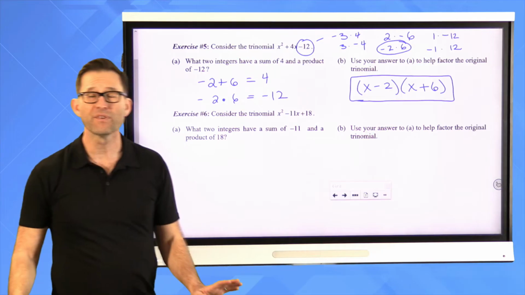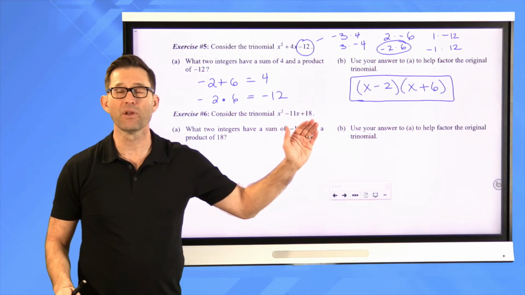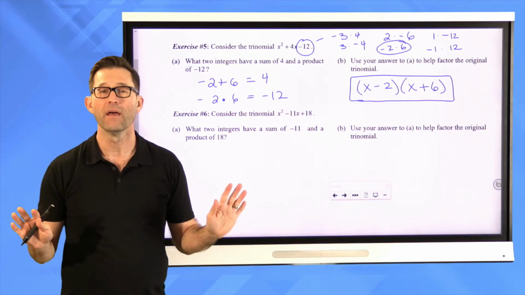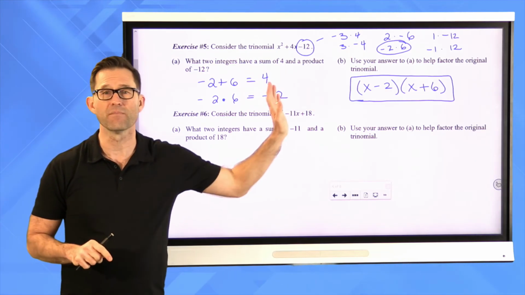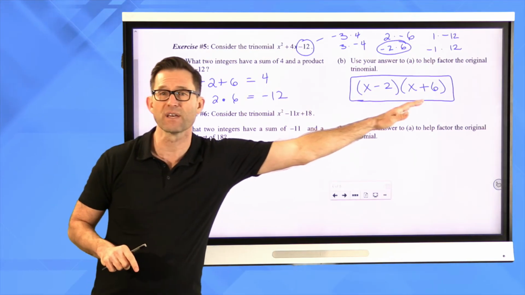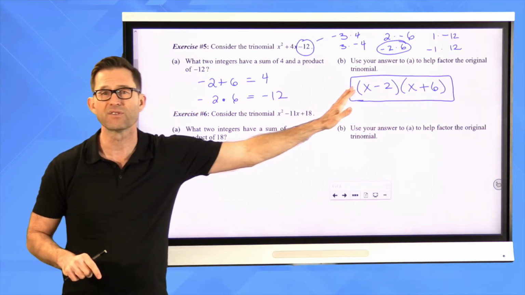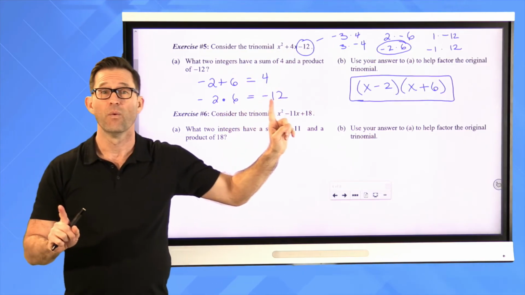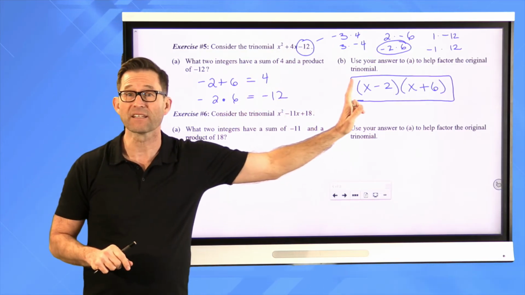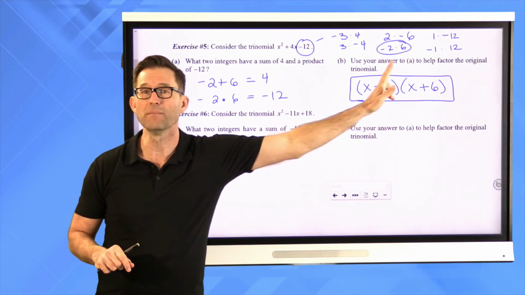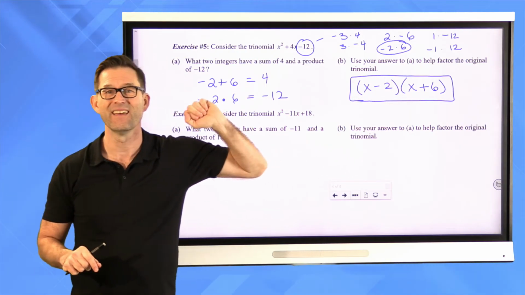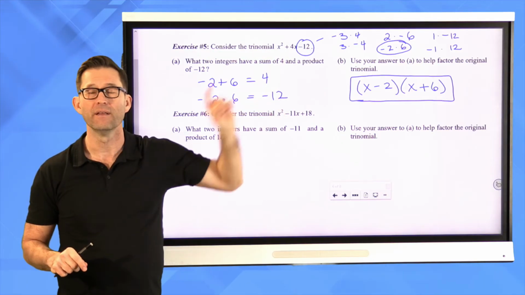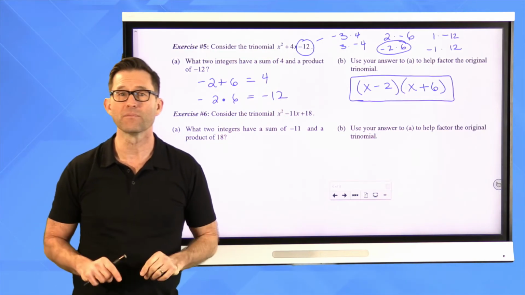Again, I want to emphasize, if you wrote down x plus 6 times x minus 2, awesome. Nothing wrong with that. Multiplication is commutative. Doesn't matter whether I have x plus 6 times x minus 2 or x minus 2 times x plus 6. Now, be very clear though. What would definitely be wrong is if I had x plus 2 times x minus 6. That would leave me with a negative 4x here, right? So be careful. That's not what I'm saying.